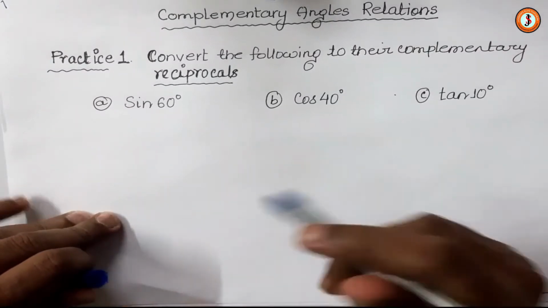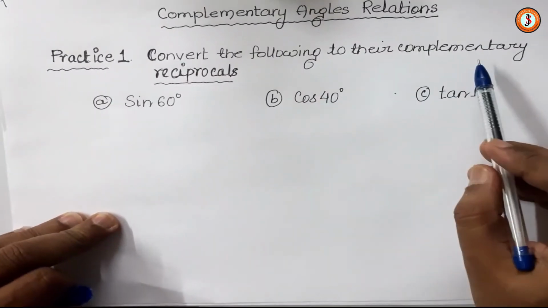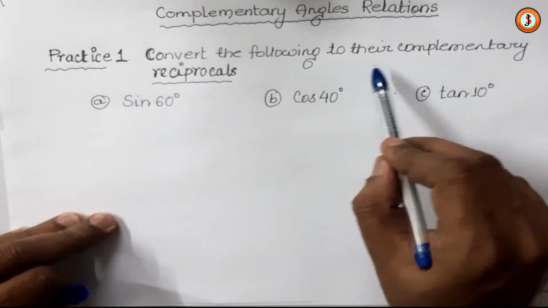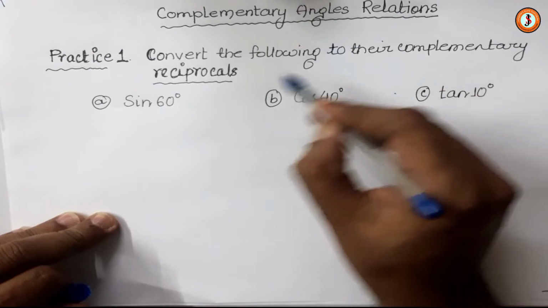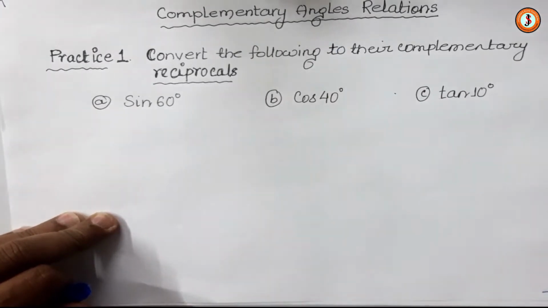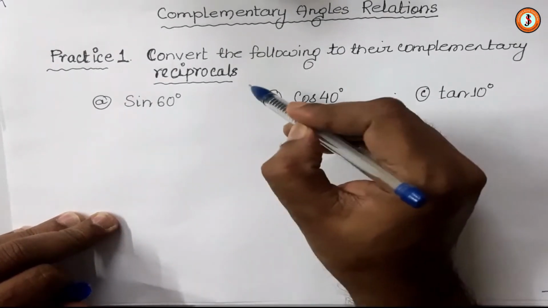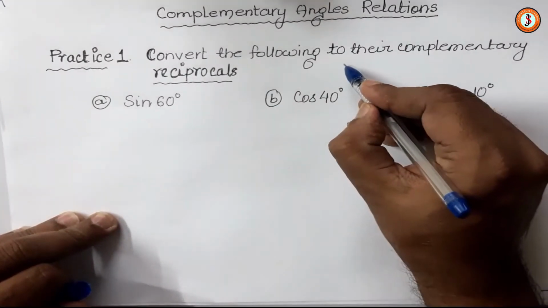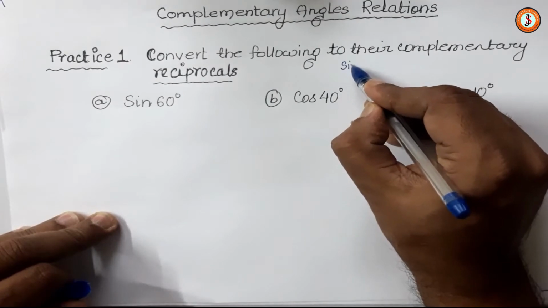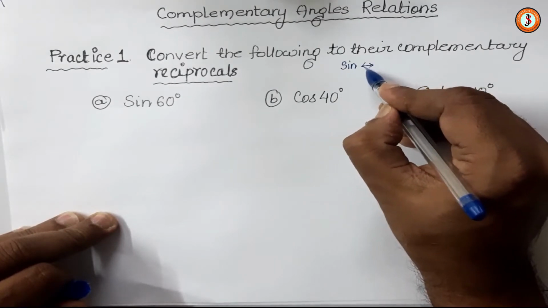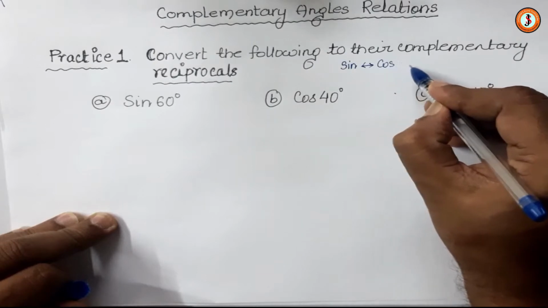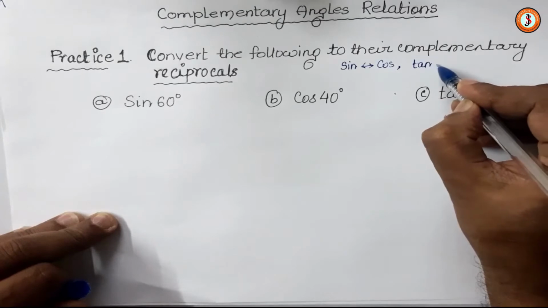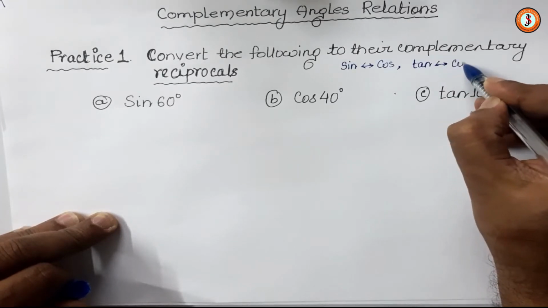So children, here we are trying to do complementary angle relations, and we have to convert. First we have to learn to convert the given ratios to their complementary reciprocal. Now remember, sine complementary reciprocal is cos. I can write here in small, sine complementary reciprocal is cos and vice versa. Then we have tan complementary reciprocal is cot and vice versa.